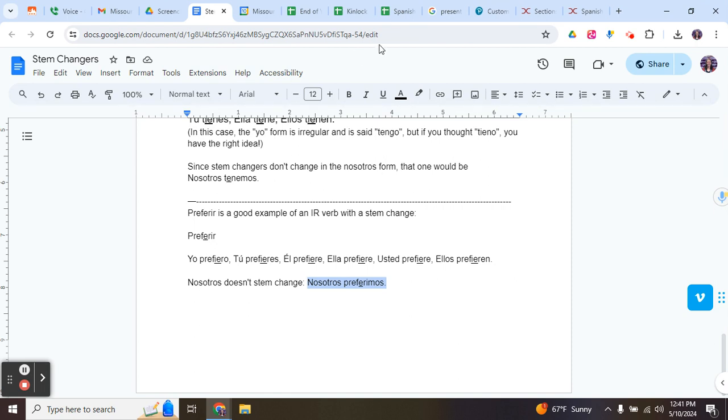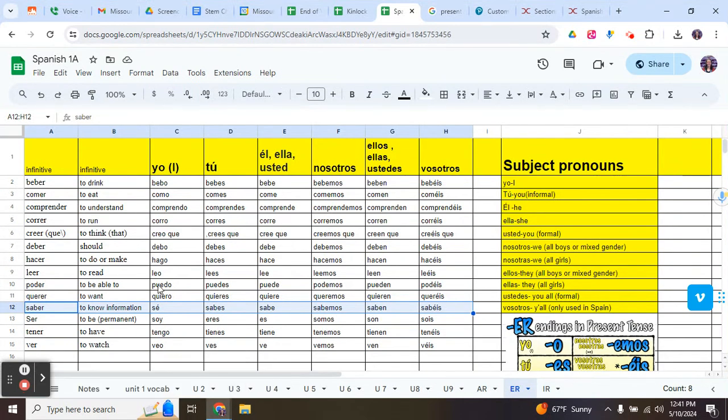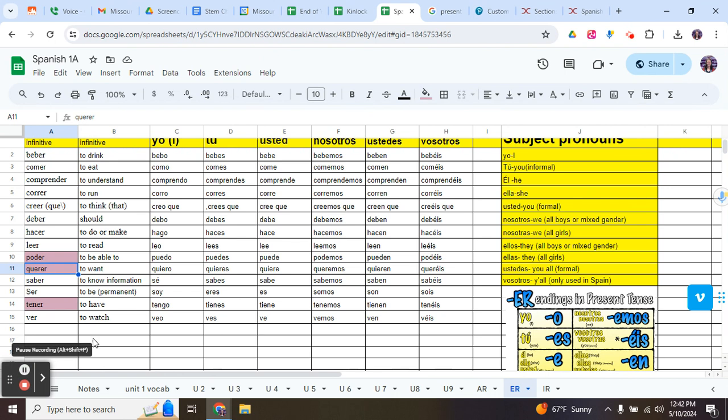Now, if you're looking at your charts and you want to see which ones are stem changers, you can tell right here. Oh, I didn't put them on here. I'm going to put them on here. Stem changer, or how should I put it? Okay, so this is how I'm going to indicate it on your chart. I'm going to make the purple ones be the stem changers.